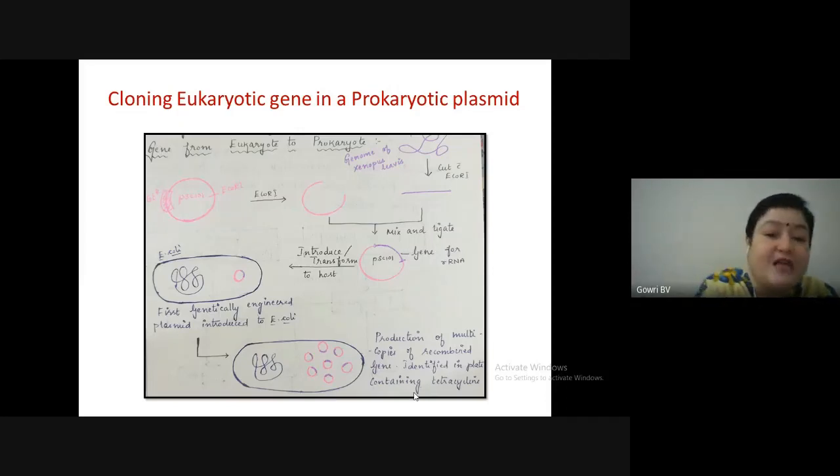So it is transformed to Escherichia coli and first genetically engineered plasmid introduced to E. coli vector. And of course, the plasmid can autonomously replicate because it has origin of replication, by producing multi-copies of recombined gene. So it is identified in a plate containing tetracycline. That is why it is called a selectable marker. Tetracycline resistant gene is called a selectable marker. So the recombinant cells are identified using the plate containing the antibiotic tetracycline.